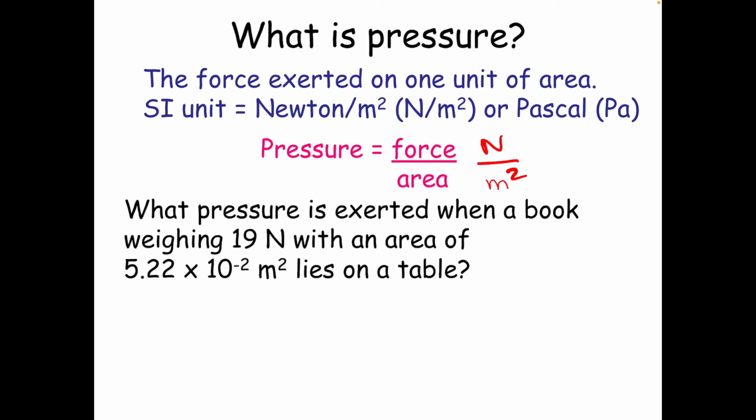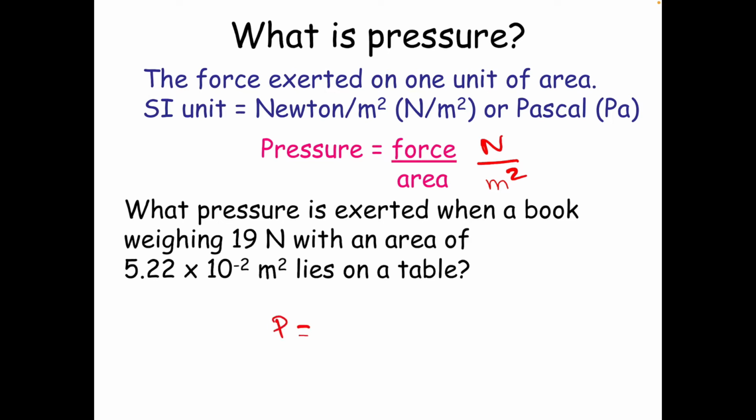So here is a calculation. What pressure is exerted when a book weighing 19 newtons with an area of 5.22 times 10 to the negative second meter squared lies on the table? So if you think about it, a textbook laying on a table, will it have a lot of pressure? Well, it depends. If you're an ant and that book is on top of you, I'd say sure. If you're a human being, it may or may not. A book could weigh heavily on you.